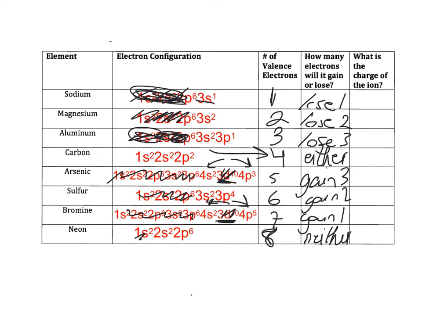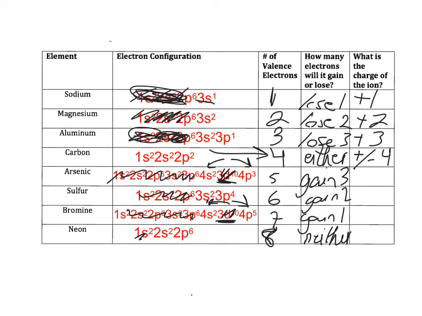So, based on this idea of gaining or losing electrons, we can predict what the charge of the ions of those elements are going to be. If I lose an electron, I'm always going to have a +1 ion. I'm going to have 1 more proton than electrons when it turns into an ion. Magnesium would be +2 because I lose 2 electrons. Aluminum would be +3. Carbon could be plus or minus 4. Again, it's confusing. Don't worry about it. We're never going to deal with carbon.